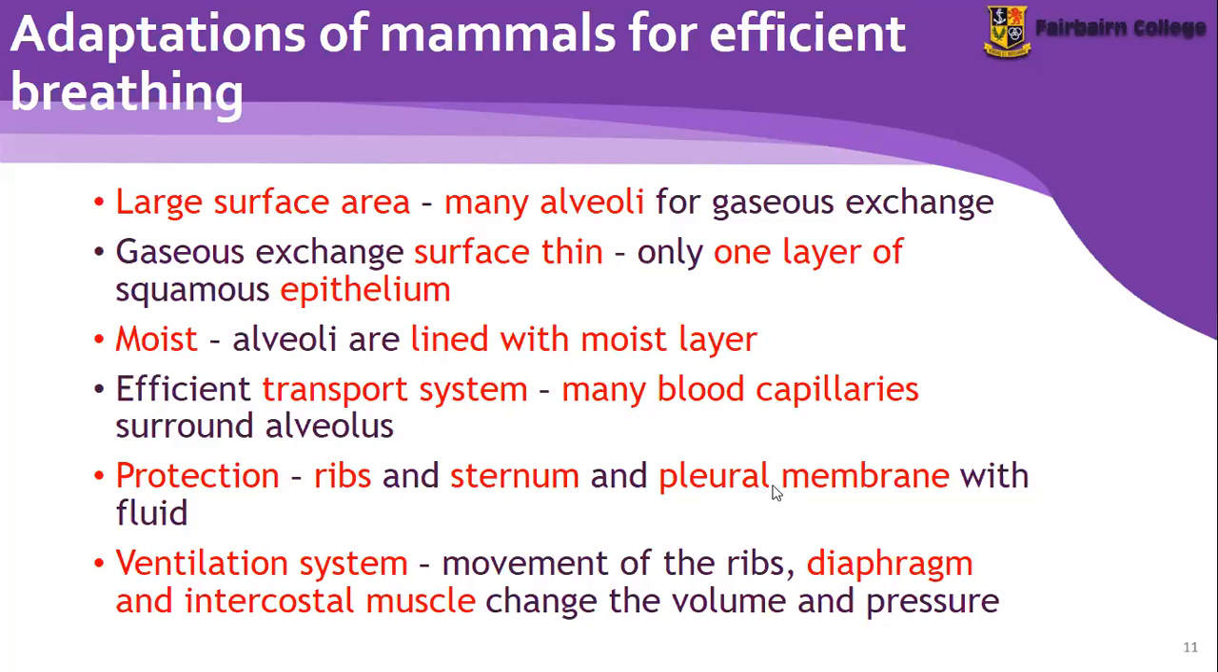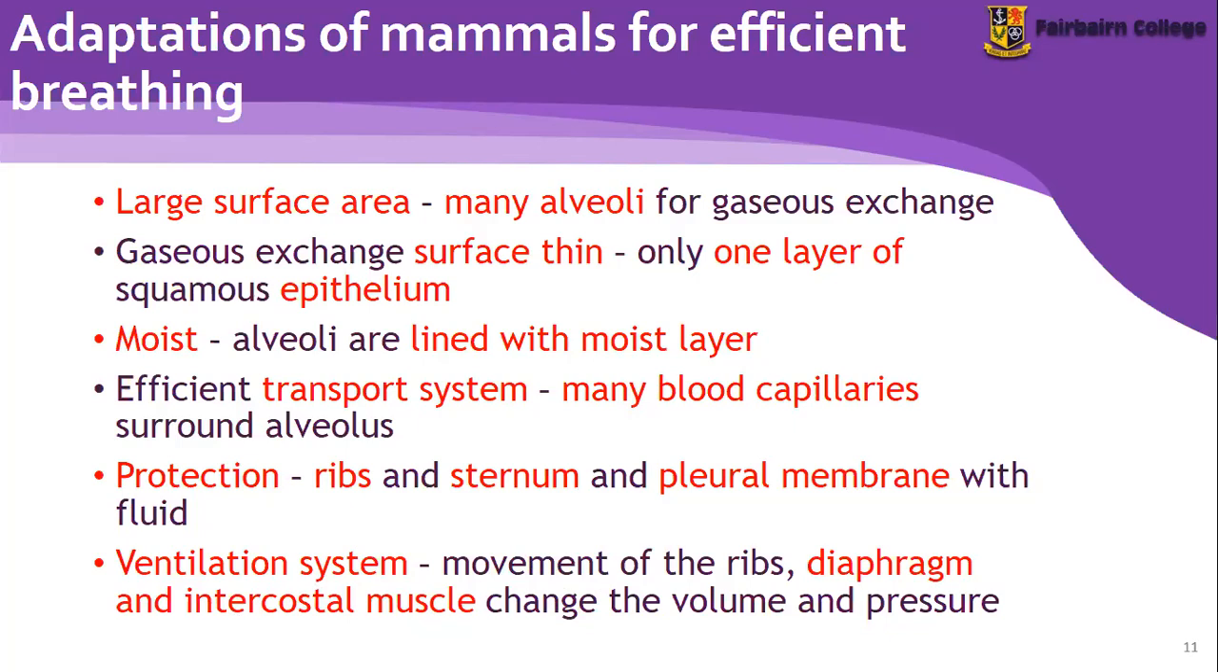And then also the pleural membrane. As I quickly alluded to earlier, the pleura are two membranes with fluid in between, which prevents friction. The fluid makes it so that the two membranes don't have to rub against each other, because that friction would cause damage to the lungs. So the pleural membranes prevent friction between the lungs and the chest cavity. And then the ventilation system is achieved through the ribs, the diaphragm and the intercostal muscles. But again, we'll look at this in a second.